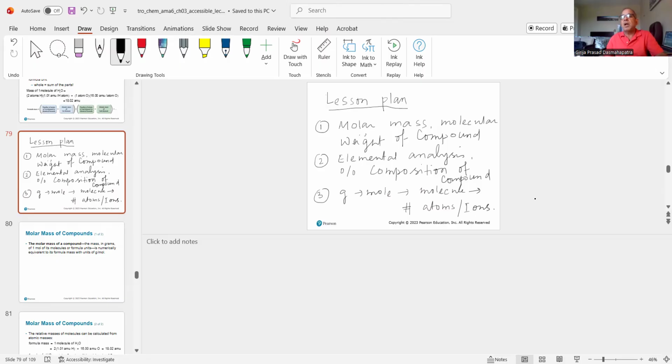And as you have already learned, a compound is formed by the chemical combination of atoms of different elements, and a compound is represented by a formula. It's not like a symbol. In the case of an element, calcium is represented by Ca, but when it is a compound, it's a formula. For example, H2O is water. So we will discuss all these things with some examples or numerical problems.